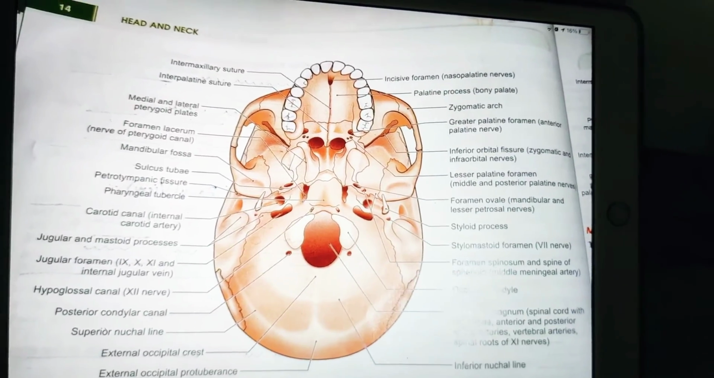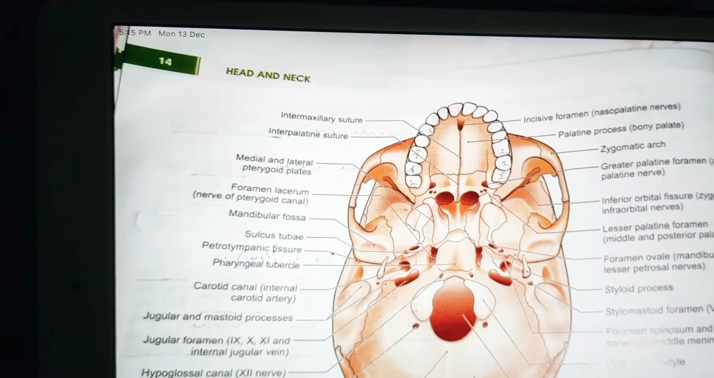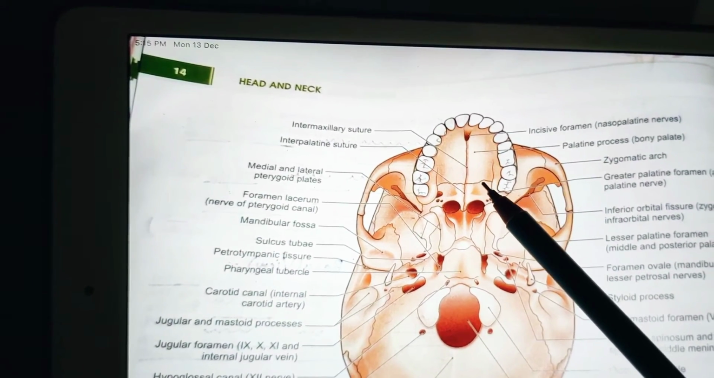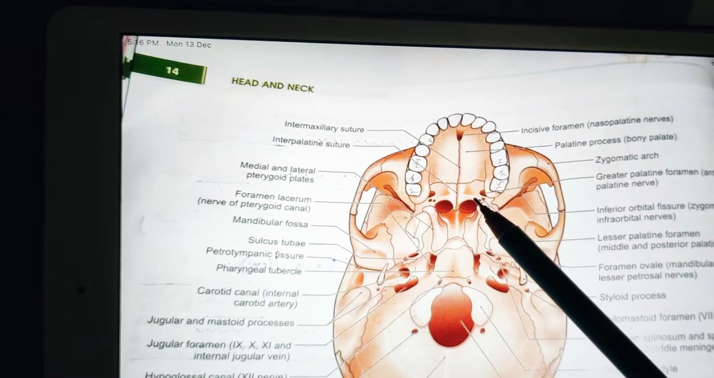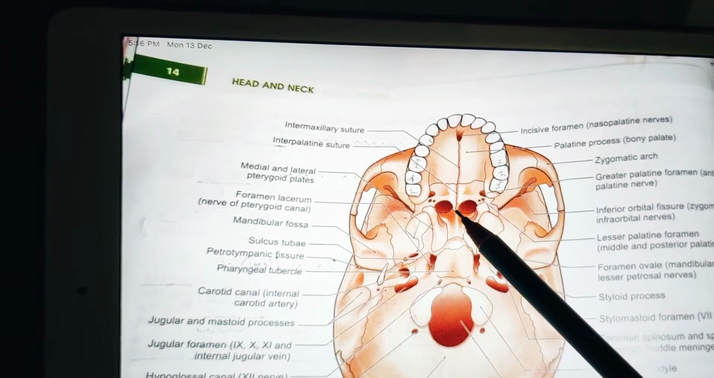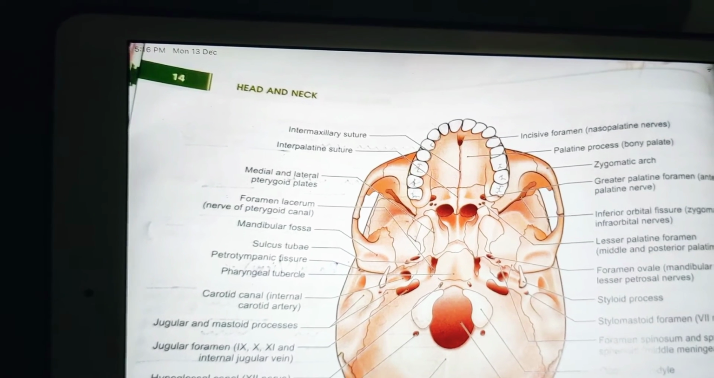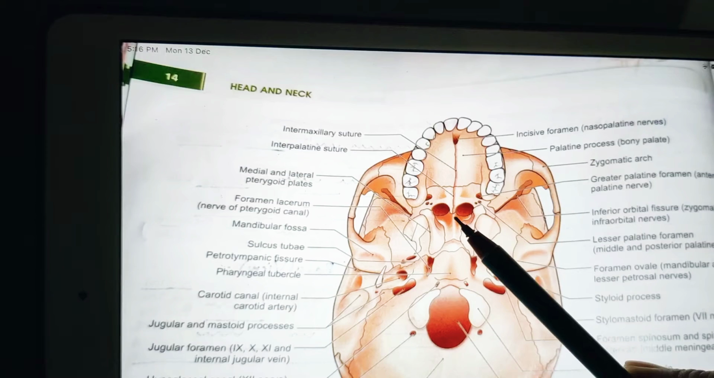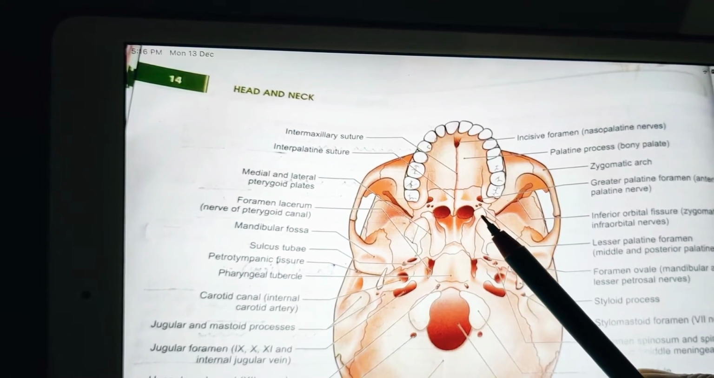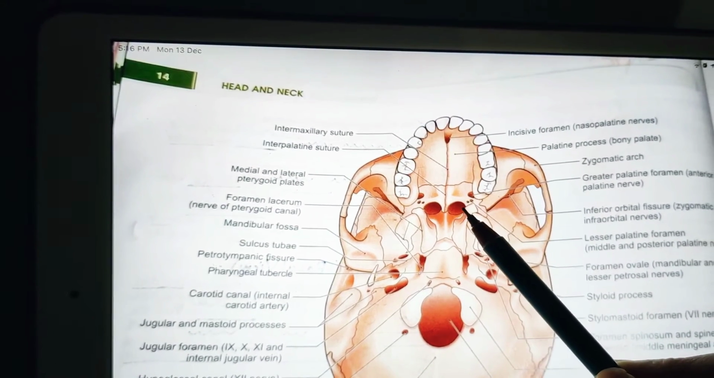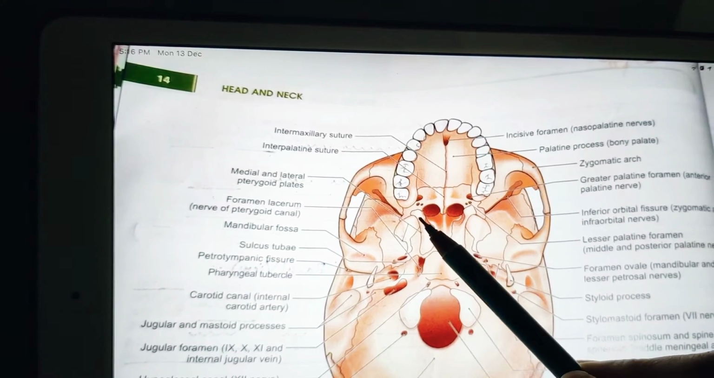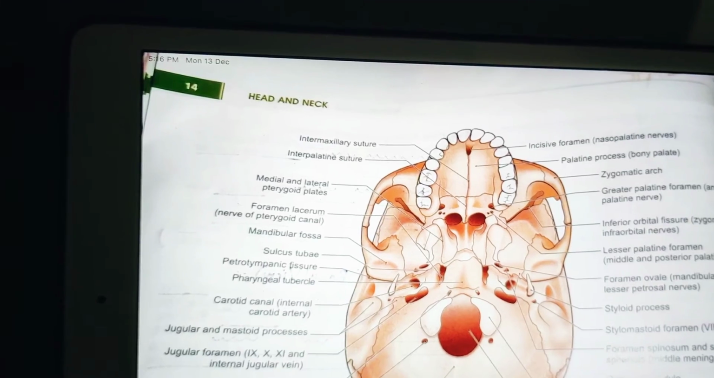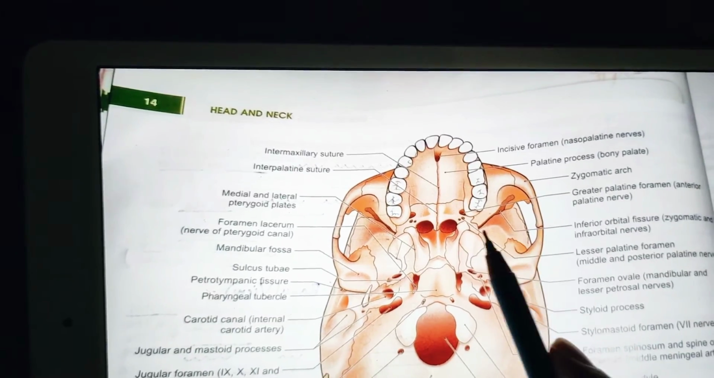Now let us observe the posterior border of the hard palate. The posterior border of the hard palate is free and it presents the posterior nasal spine in the median plane. This point is called the posterior nasal spine. Next, coming to the palatine crest. This is the palatine crest. The palatine crests are curved ridges near the posterior border. They begin behind the greater palatine foramen and run medially like this, and in the middle they form the posterior nasal spine.